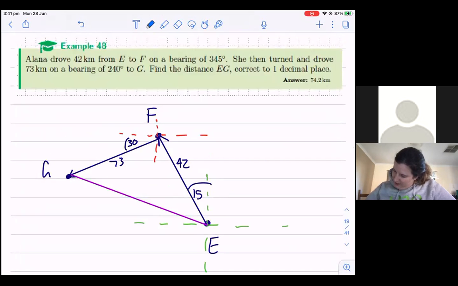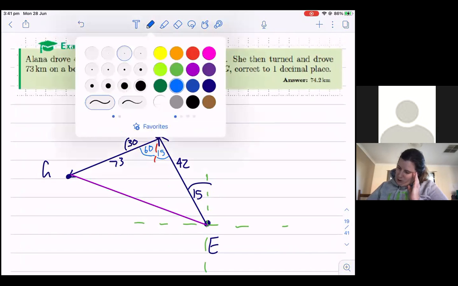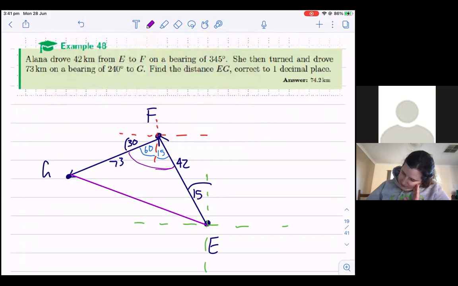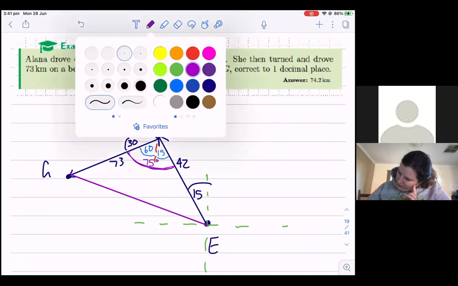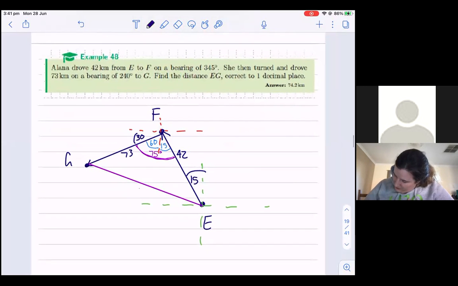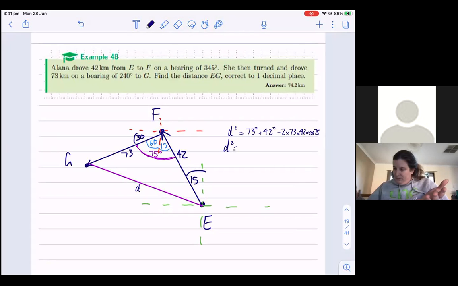Using my Z's, my alternate angles, I know that this one must be 15. If that one was 30, this one must be 60. So all up, the angle opposite the side we're trying to find is 75 degrees. And now it's just a cosine rule question. I'm going to call this D. D squared equals 73 squared plus 42 squared, take 2 times 73 times 42 times cos 75. Calculator.